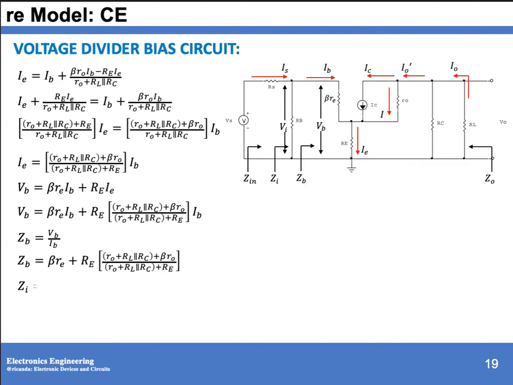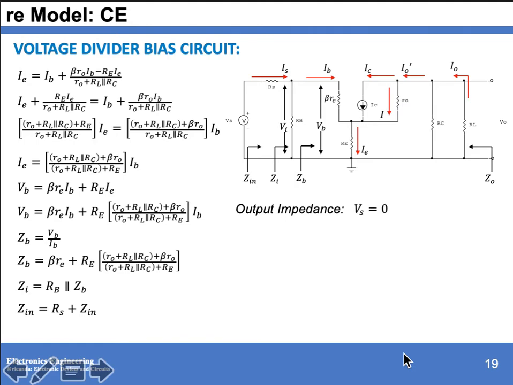So for your impedance I, that is RB in parallel with impedance the base, and impedance IN, that is equivalent to RS plus your impedance I. So this is only I. Output impedance when BS is set to 0. So we have this value of your output impedance.